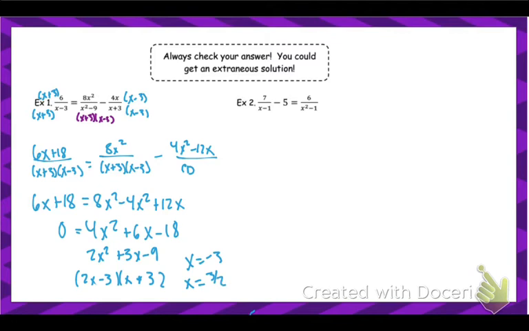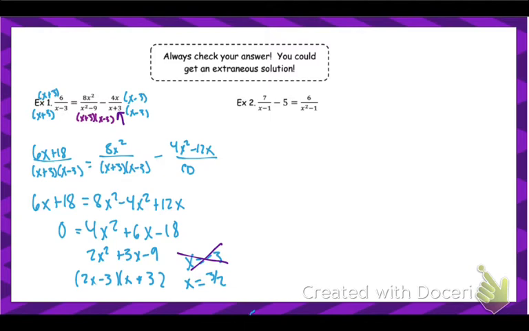Now again, we have to make sure we check for extraneous solutions. In this case, negative 3 is an extraneous solution. Because again, with negative 3, if I were to plug that back into the original, I'd be dividing by 0, and I can't divide by 0.